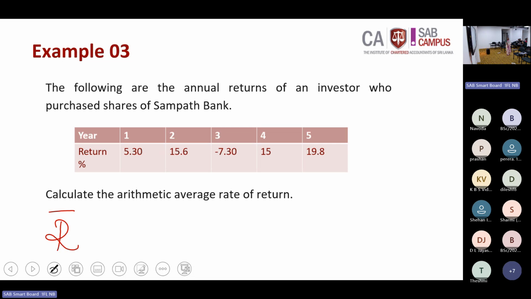Right. Okay. Read the question. The following are the annual returns of an investor who purchased shares from Sampath Bank. Right? The Sampath Bank return for the 5 years period is given to you. What you need to calculate is the average rate of return. How can you calculate the average rate of return? Take the total. How much is the total, Jamon?